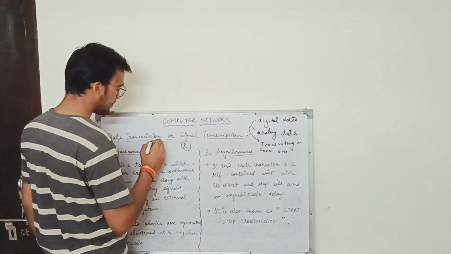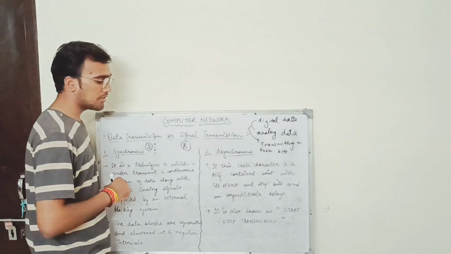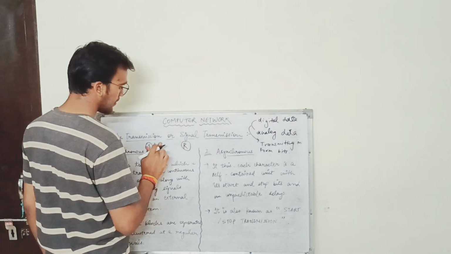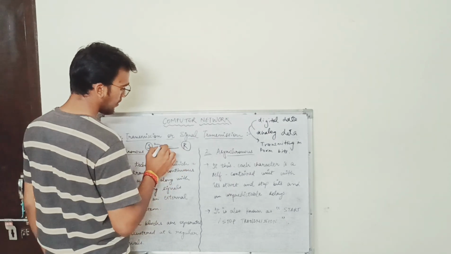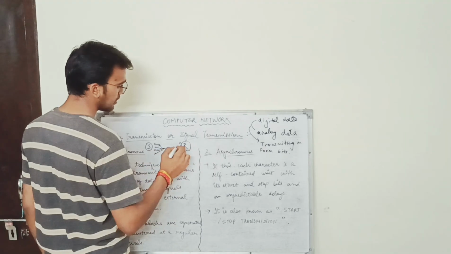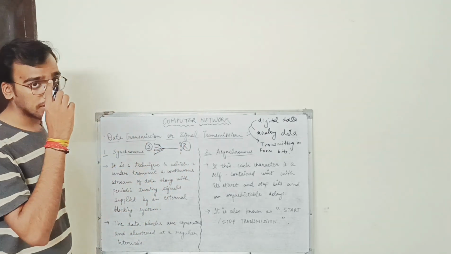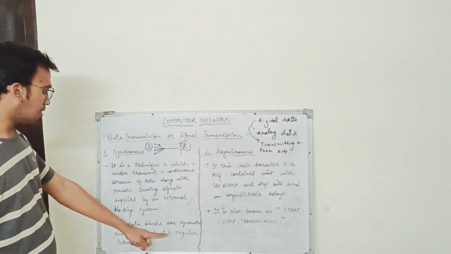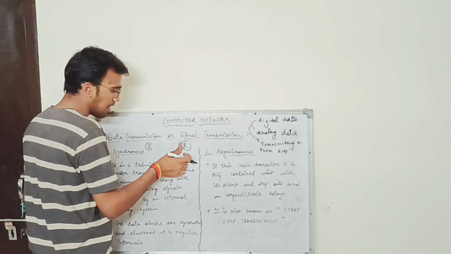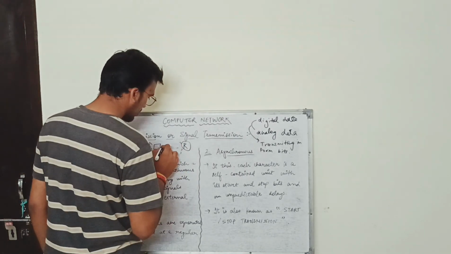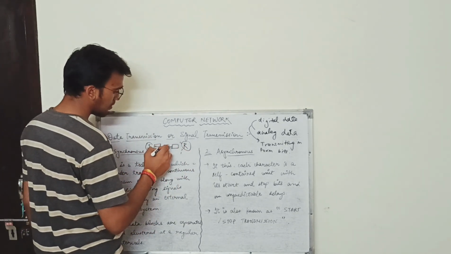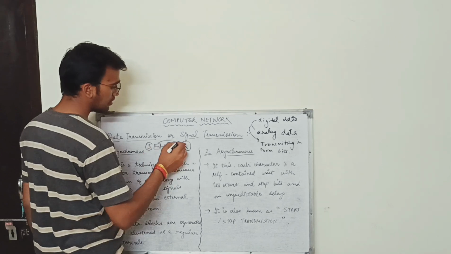Like 0 1 0 1, there are 4 bits of data, but they are transmitted one by one. Only one channel is transmitting. First 0 goes, then the next, then 1, one by one it sends the data. The data blocks are separated at a regular interval. They are in blocks, like 0 1 0 1 0 1 0 1, and they are transmitted one by one.